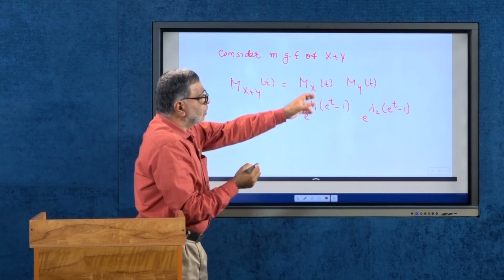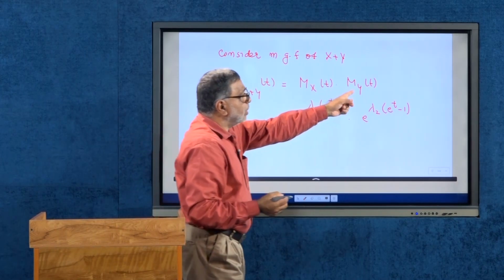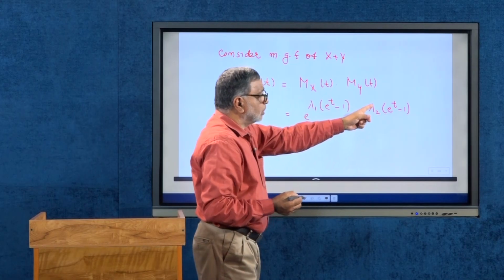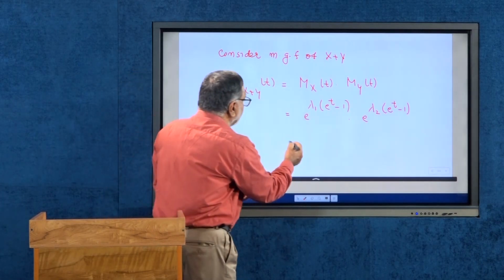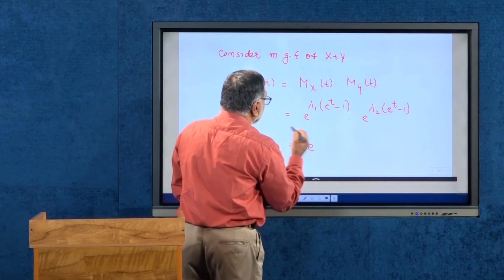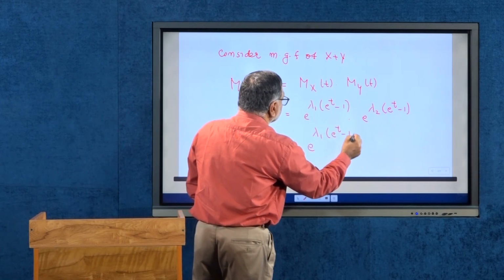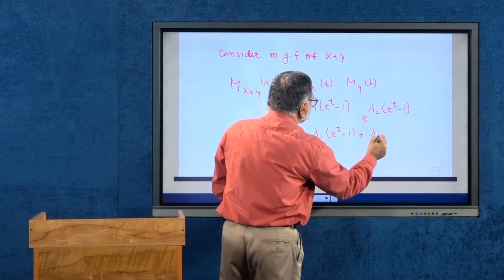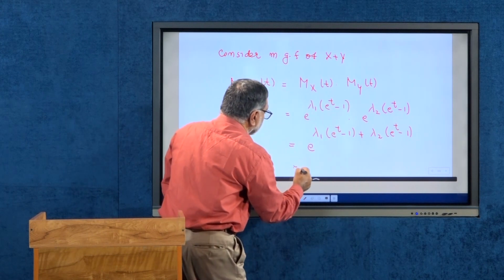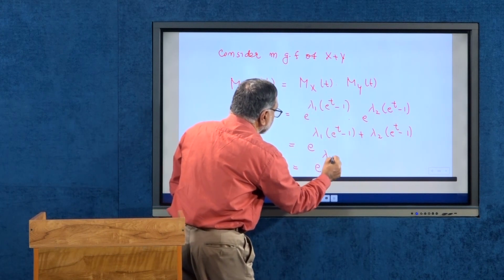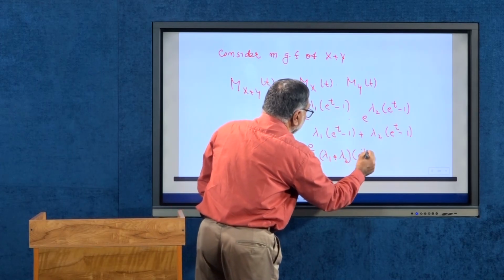So, substitute the earlier expressions. That is the moment generating function of X, a Poisson random variable with the parameter lambda 1, and of Y, a Poisson random variable with the parameter lambda 2. So, these two moment generating functions are substituted, and you can combine those factors and write it as e power lambda 1 plus lambda 2 into e power t minus 1.